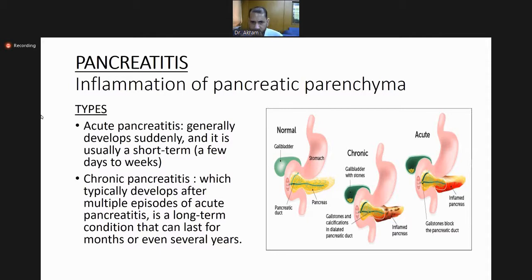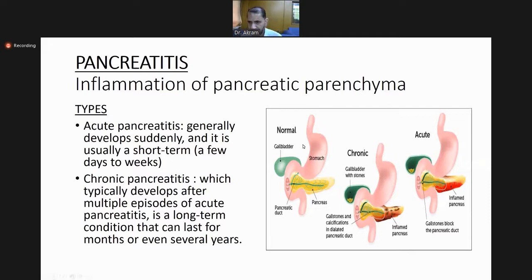This is a simple definition. Acute pancreatitis is sudden and it is reversible. Chronic pancreatitis is a time-consuming disease. It requires years and years to develop due to certain causes such as multiple episodes of acute pancreatitis, or due to autoimmune disorder, in which the pancreatic parenchyma becomes fibrous and destroyed.